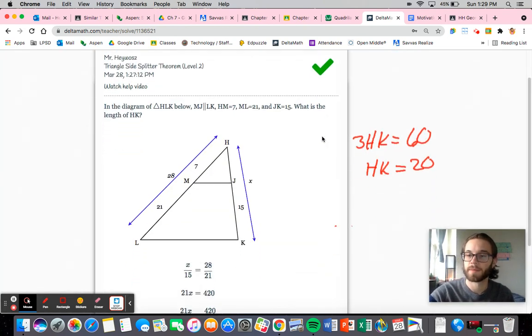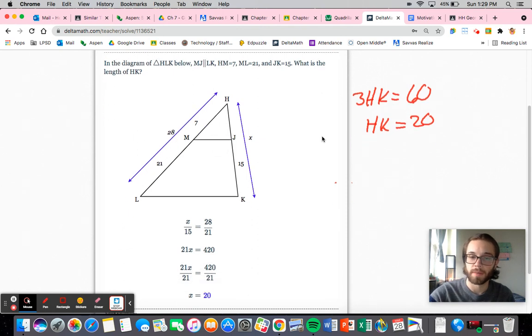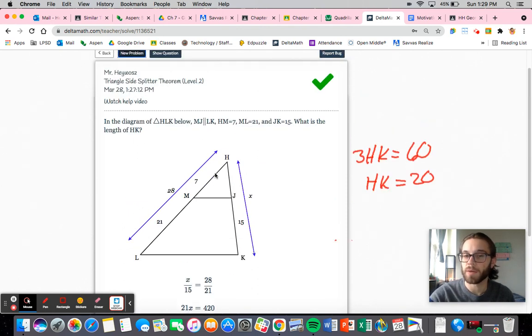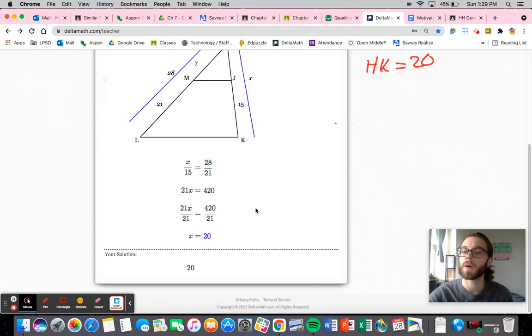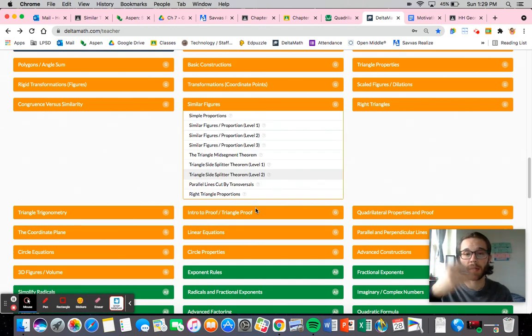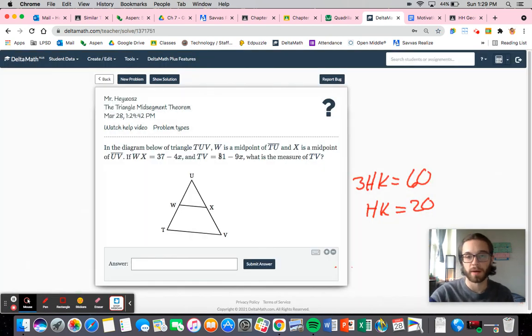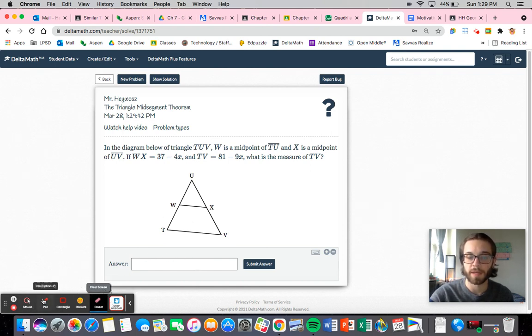And there you have it. Okay. And again, they did it this way, but you could find this part and then add it as well. Okay, so that's the triangle proportionality theorem with the side splitter theorem. The next one that you can use is the triangle midsegment theorem. Now, the triangle midsegment theorem is basically very similar to the other thing, except it's a very specific situation.